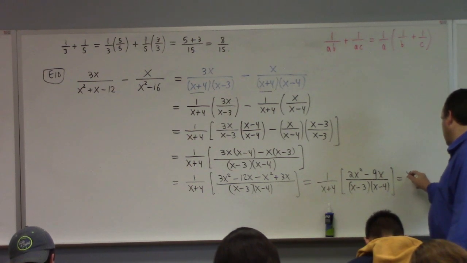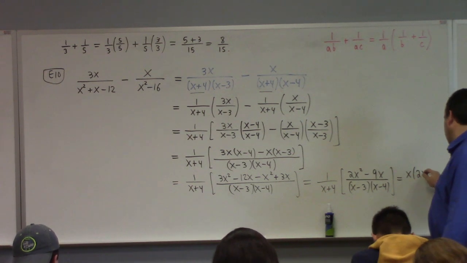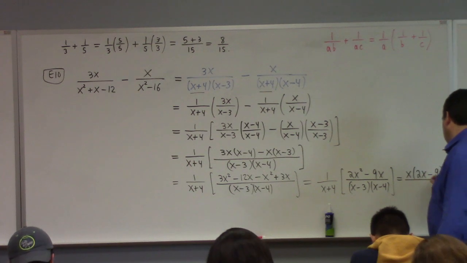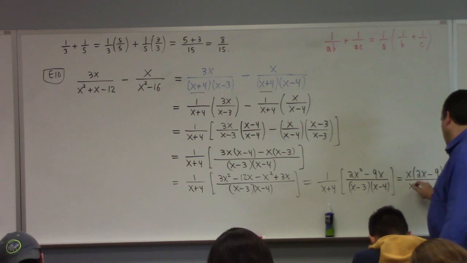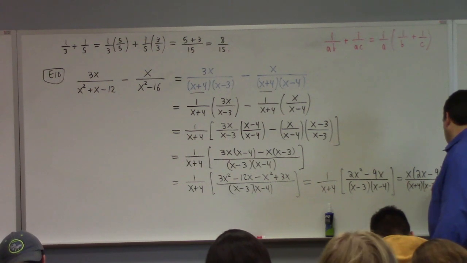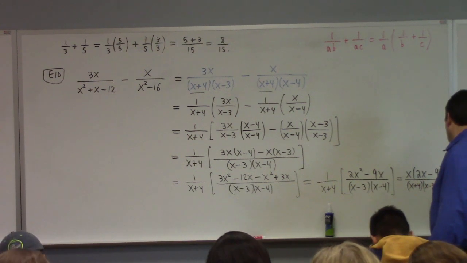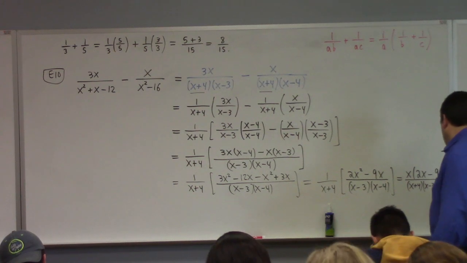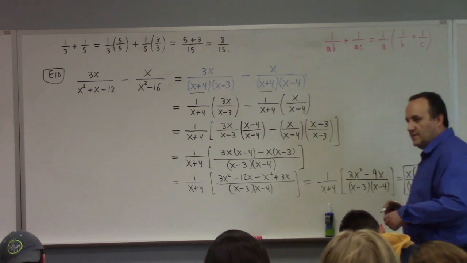I've got an x times 2x minus 9 divided by x plus 4 times x minus 3 times x minus 4. At this point, there's nothing more we can do. Game over.